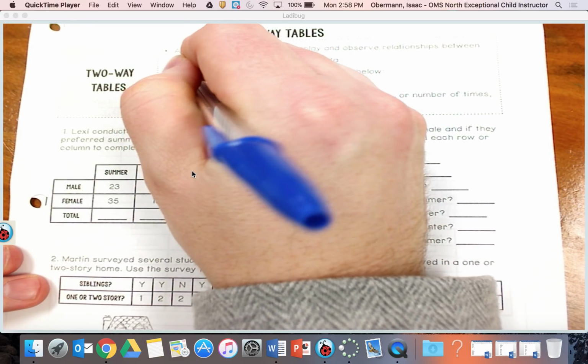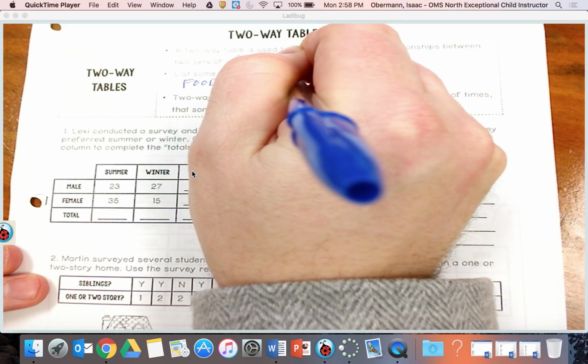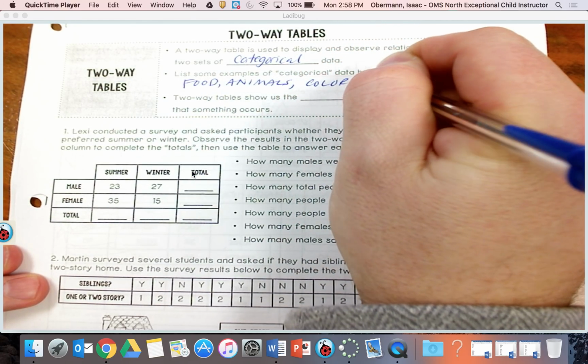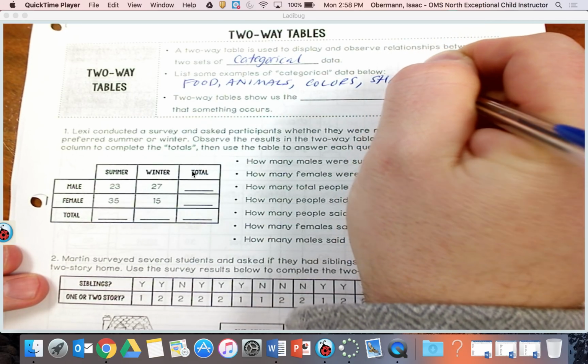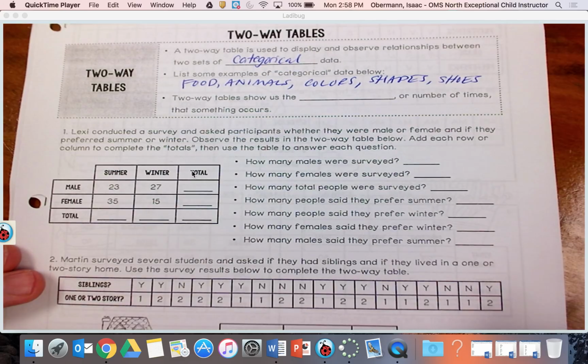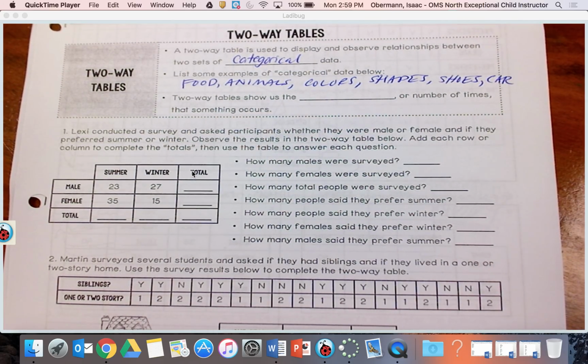Well, a category would be something like food and animals, colors, shapes, just anything you can come up with. I don't know, shoes, there are different types of shoes, cars. Those are types of things we can take categories of and express our information in a two-way table.